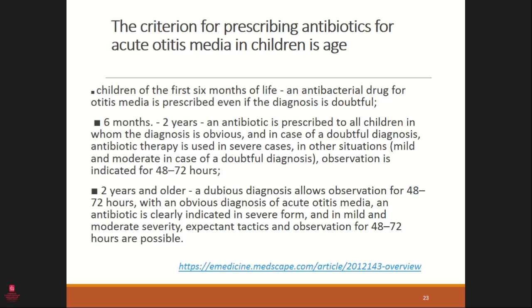An antibiotic is prescribed to all children in whom the diagnosis is obvious. And in case of a doubtful diagnosis, antibiotic therapy is used in severe cases. In other situations, observation is included for 48-72 hours.